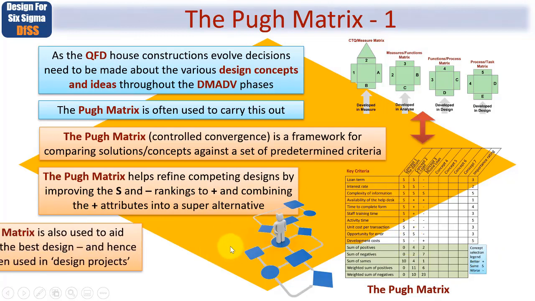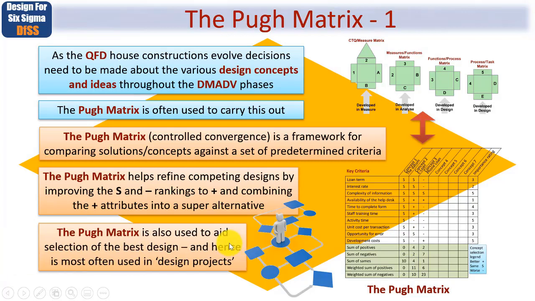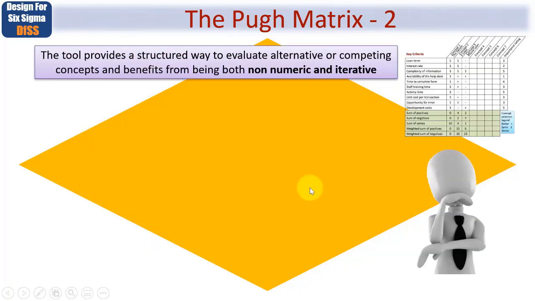And what you do is, for each of these, you fill in the relevant symbols. And the Pugh matrix is also used to aid the selection of the best design, and hence is most often used in, naturally enough, design projects. And what makes the Pugh matrix so powerful is it provides a structured way to evaluate alternative or competing concepts, and it benefits from using some scoring which is both non-numeric and iterative.